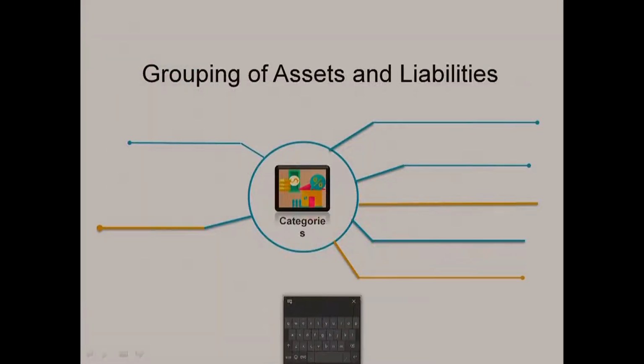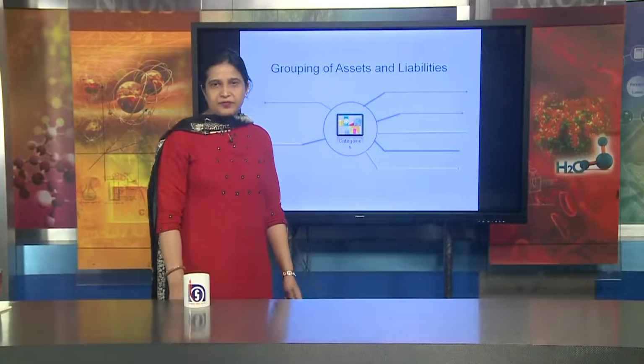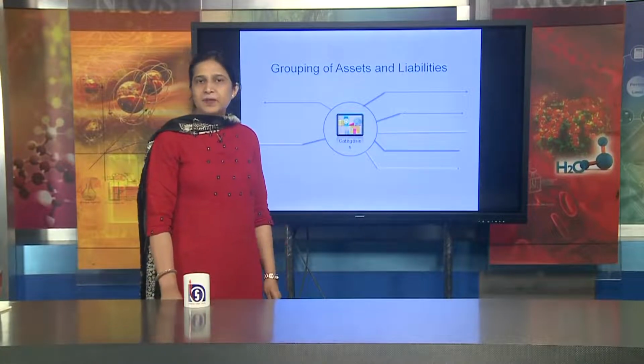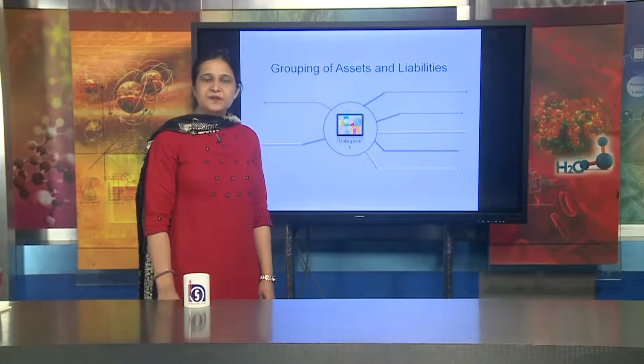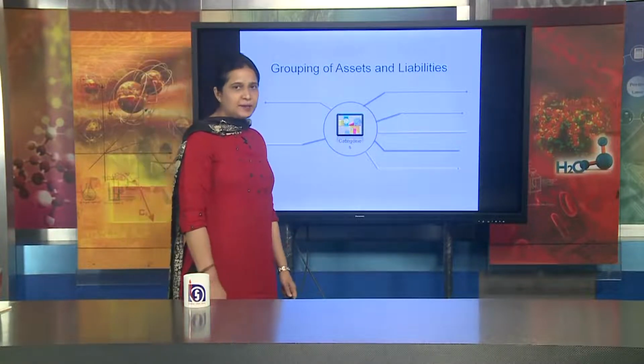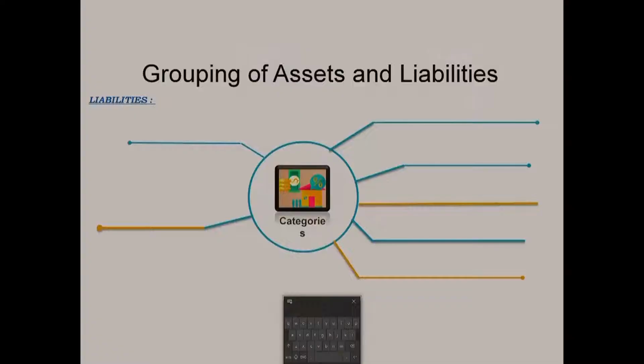After this, as I told you some time back, all the accounting that we do is based on the 5 heads that were mentioned, that is the assets, the liabilities, the capital, and expenses and income. So let us know about the grouping of assets and liabilities, which you must know here. Liabilities can be current liabilities or non-current liabilities.